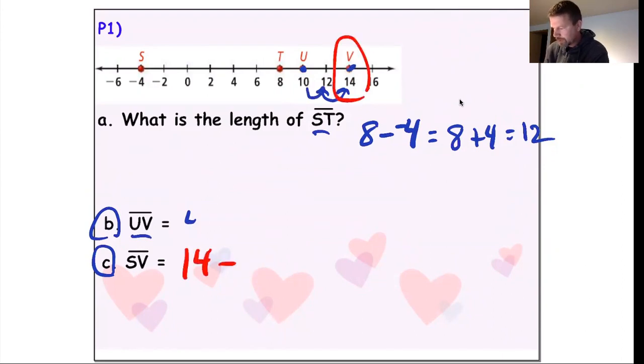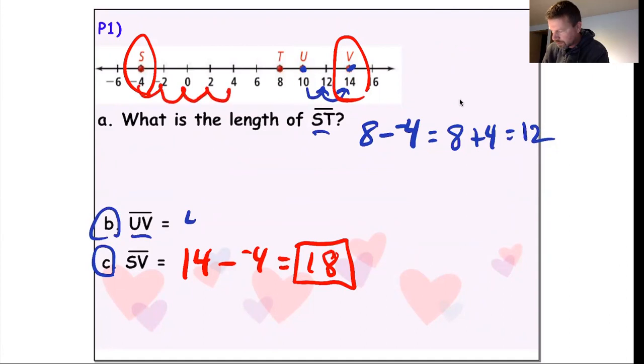And I'm going to subtract the value at S, which is -4, which gives me a total length of 18. If you're ever not sure if you did it right, you can always count it. That's 2, 4, 6, 8, 10, 12, 14, 16, 18. Yeah, that's a distance of 18. But that subtraction trick's going to work for you every time. All right, not a problem.